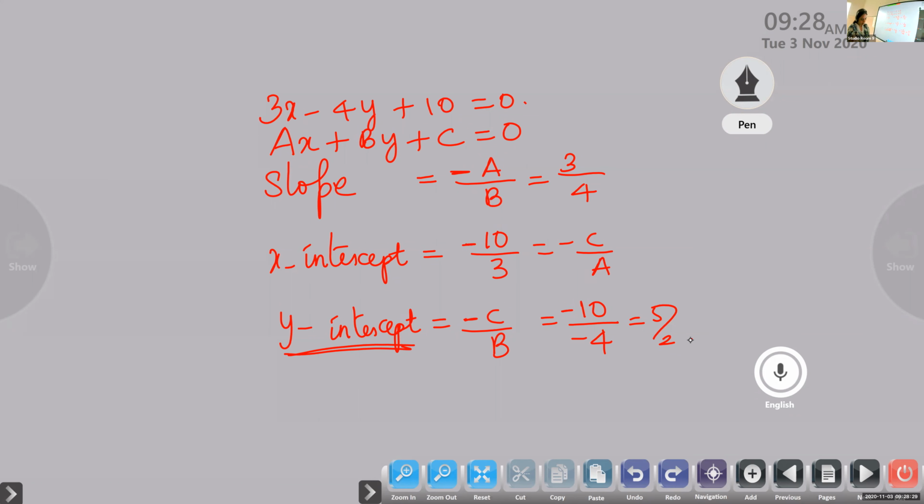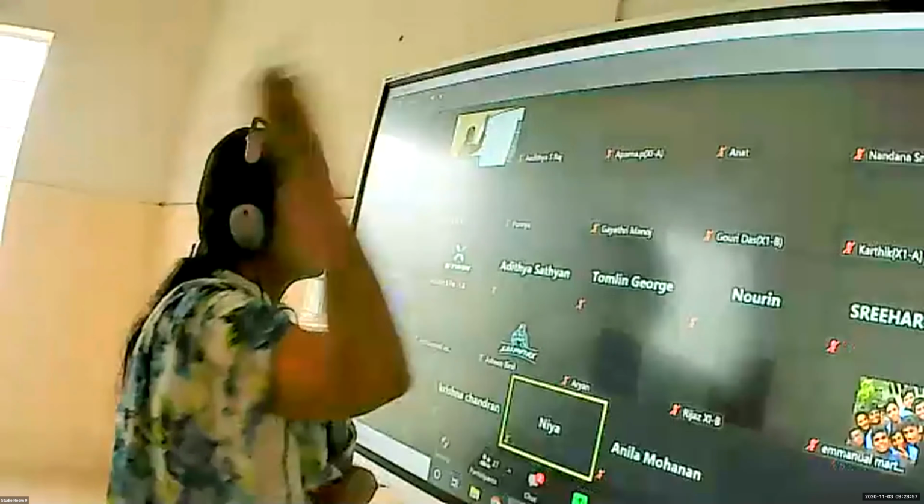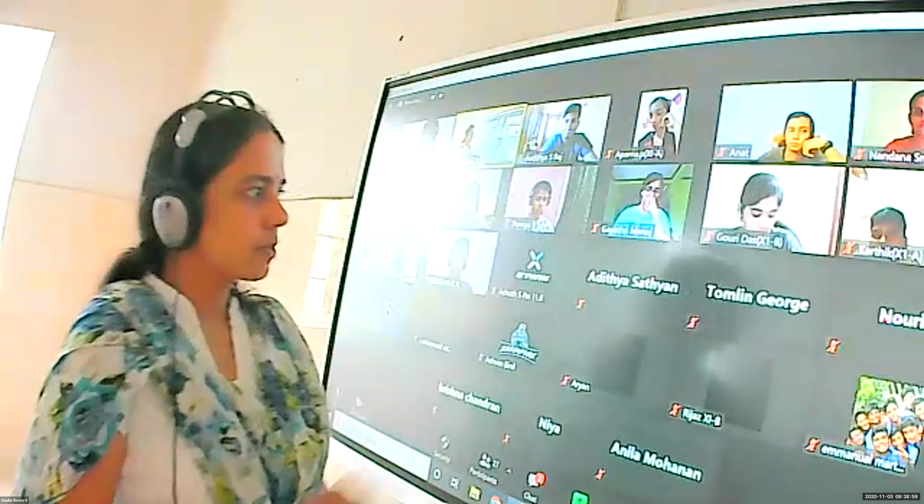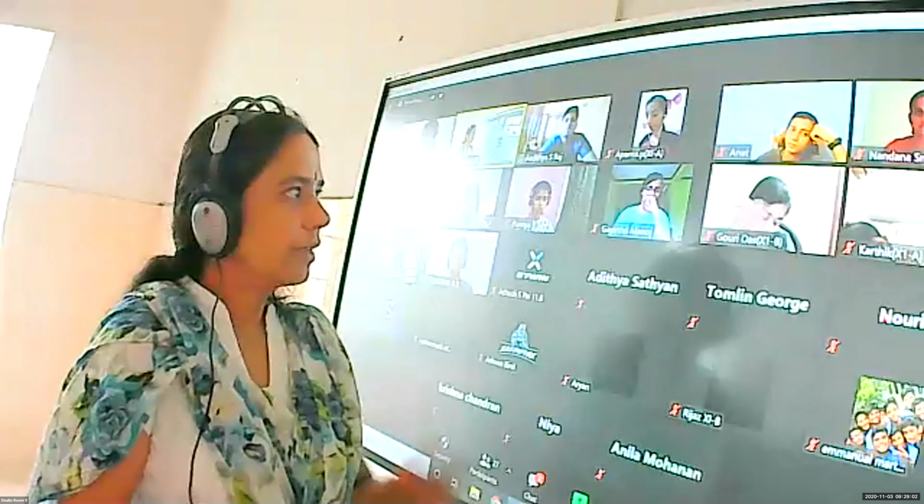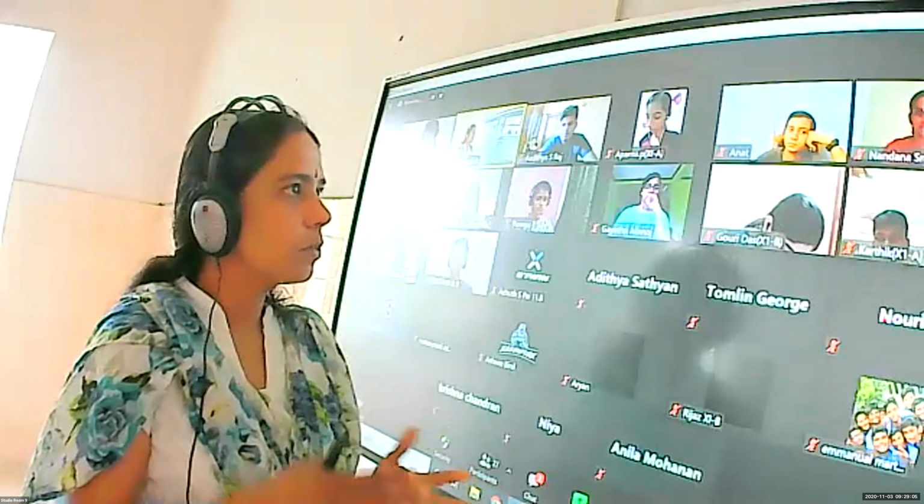Is it correct? Yes, ma'am. Is it okay? So the general form of the line is ax plus by plus c is equal to 0. We can compare this and we are finding what is the slope and what are the intercepts.